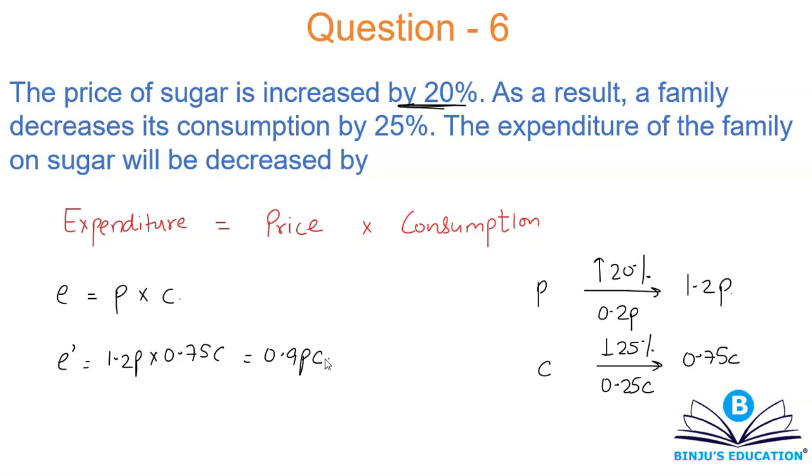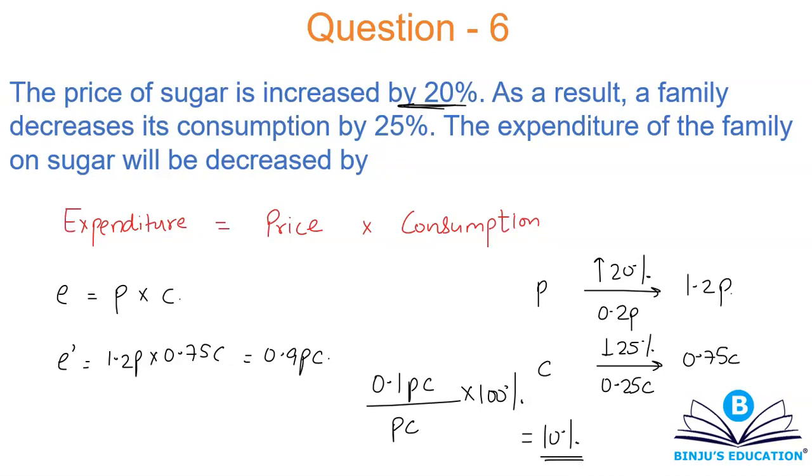The question is, expenditure on sugar will be decreased by what? Initially the expenditure was PC, now the expenditure is 0.9 PC. So what is the change? The change is 0.1 PC and it's a negative change because it's decreasing, divided by PC, that's the overall quantity, multiplied by 100%, so that will simply be 10%. So if the price is increasing by 20 and the family decreases consumption by 25, then the total expenditure will be decreased by 10%.